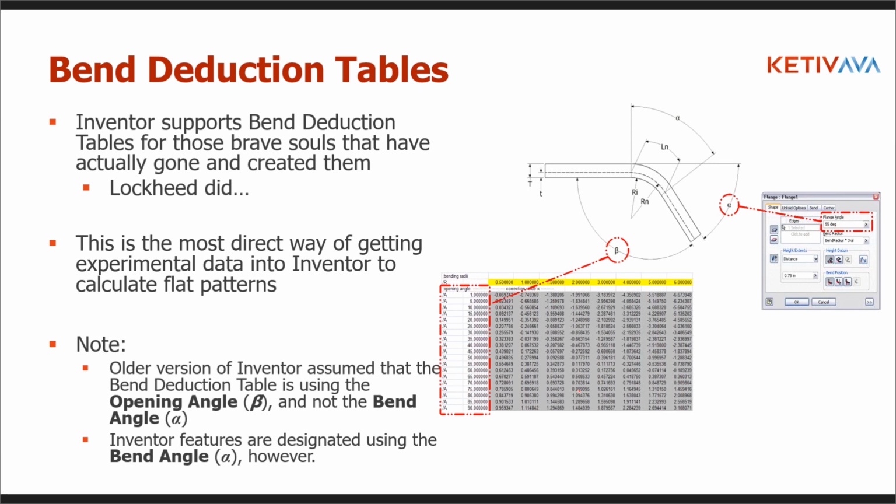But if you happen to be using a really old version of Inventor, definitely something older than, say, 2018, 2017, just double check when you create the rule and make sure if the rule gives you an option for bend deduction or opening angle versus bend angle, then you know you're good. But if it doesn't, assume it's always going to interpret the table as being the opening angle.